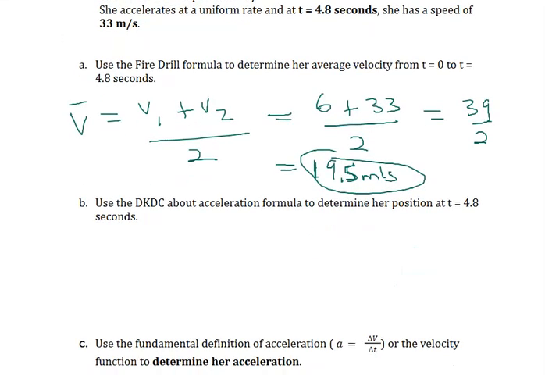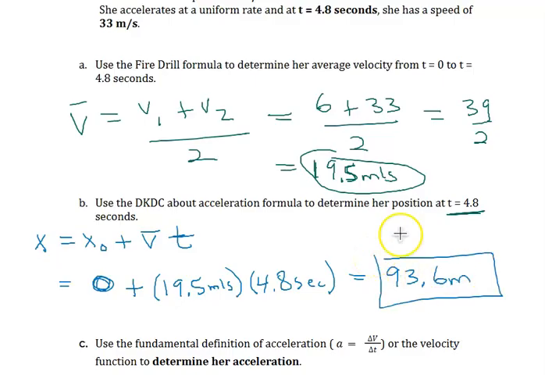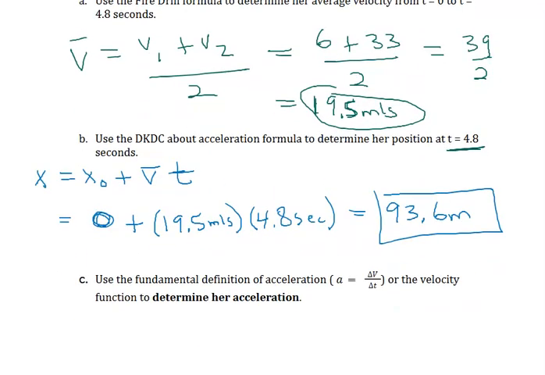All right, now we're going to use the don't know, don't care about acceleration formula to figure out where she is, how far she has gone. Let's change colors just because. She does not have a head start in distance. On average, in that time interval, she was going 19.5, and the time interval is 4.8 seconds long. So she went 93.6 meters.